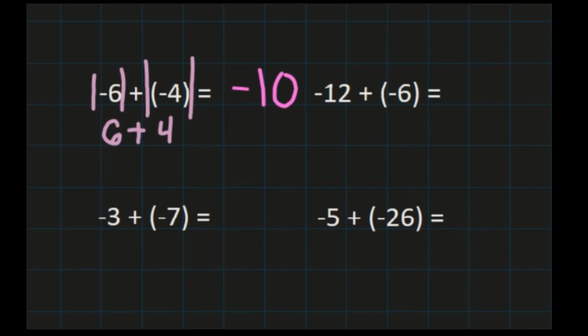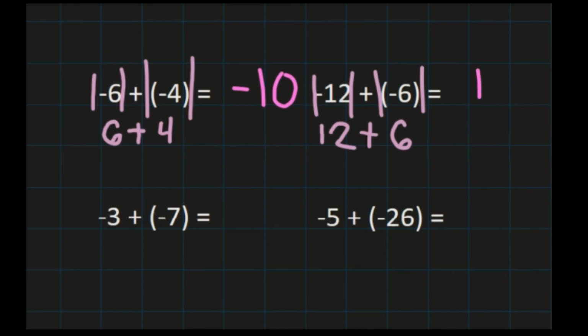For my next problem, we have negative 12 plus negative 6, and we're going to do the same thing. We're going to take the absolute value of negative 12, which is 12. We're going to take the absolute value of negative 6, which is 6, because my steps say if I'm adding integers with the same sign, I'm going to add their absolute values. So 12 plus 6 is 18, and then I'm going to keep the sign. So the sign of my add-ins was negative, so my answer will be negative 18.